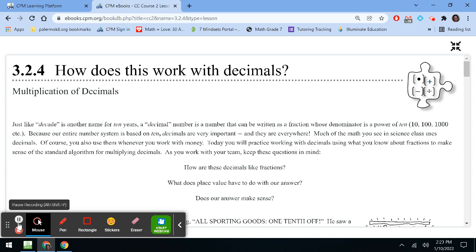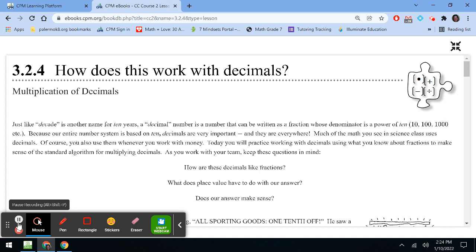So because our entire number system is based on 10, decimals are very important, and they are everywhere. Much of the math you see in science class uses decimals. So when we think about it, because we use the metric system in science, and the metric system is all about base 10. So having things like centimeters where there's 100 in a meter, or milliliters. All of those things, it's all base 10. So they're all about those decimals.